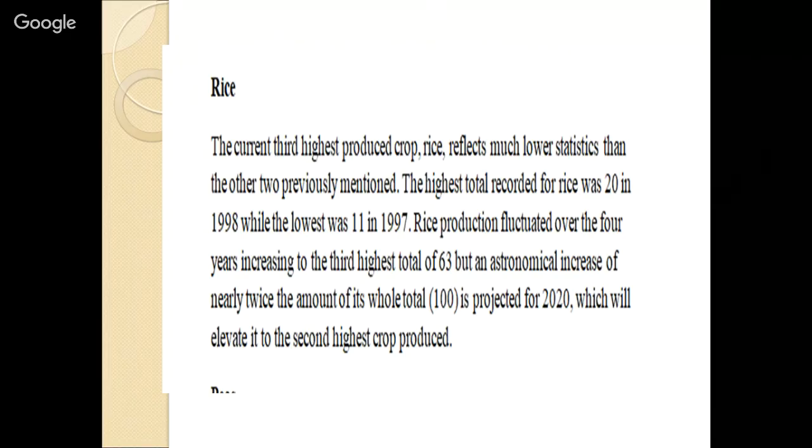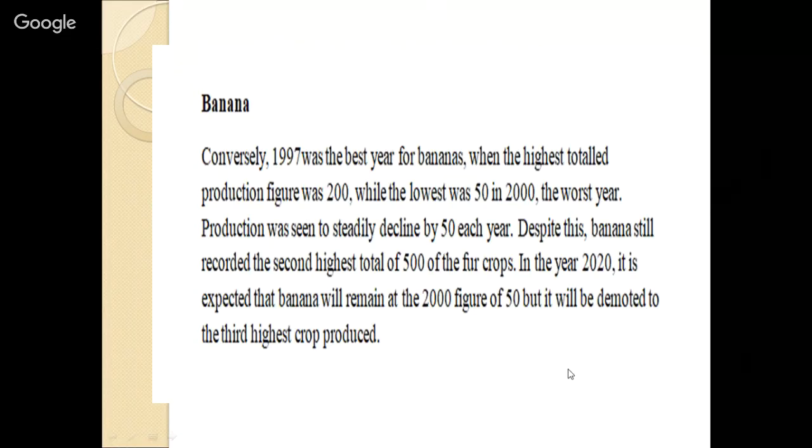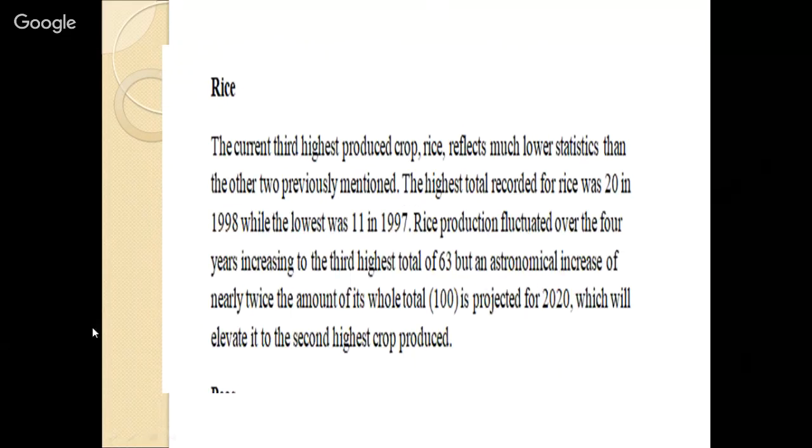Let me explain that for a second. Down here, what the writer is doing for the projected year is listing the highest, the second highest, the third highest, and the fourth highest. So, first highest, second highest, third highest, fourth highest. So that is what the writer is mentioning down here.